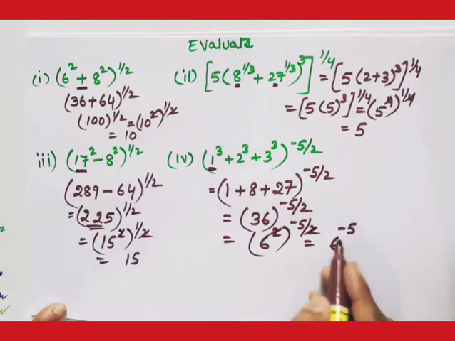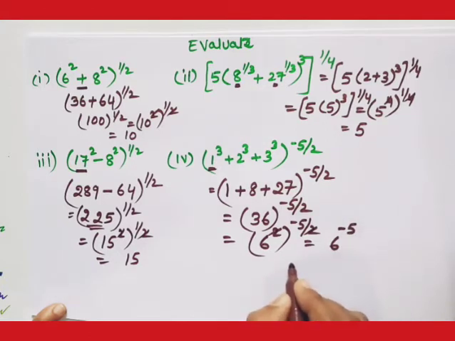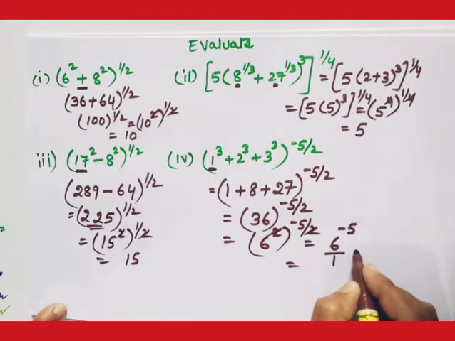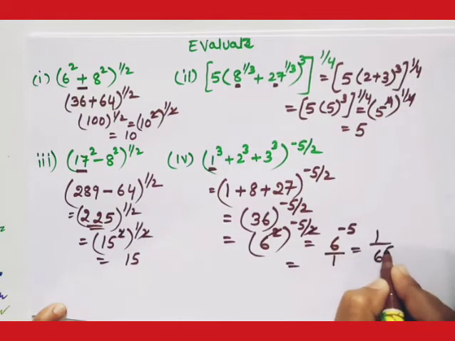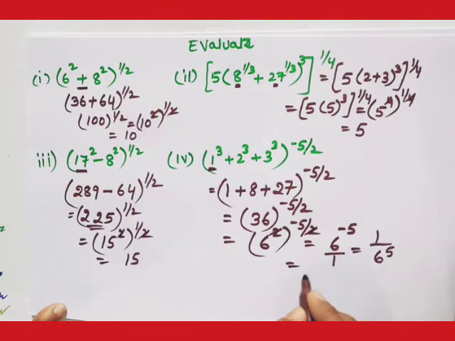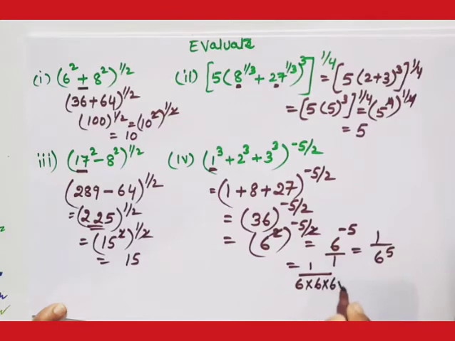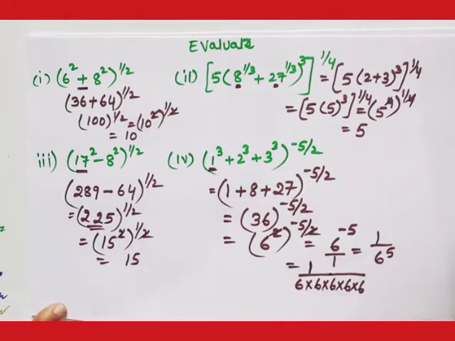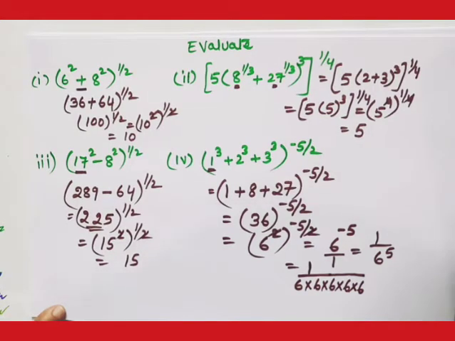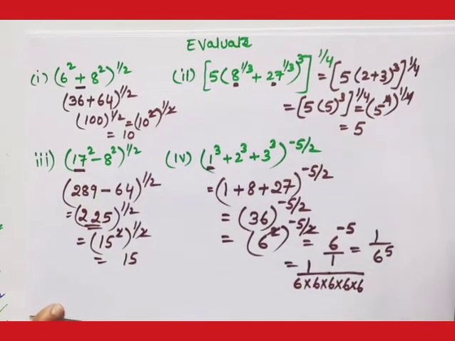So if you want to change this negative into positive, you will simply bring it to the denominator, 1 by 6 to the power 5. And at last, if you want the full answer, you can do it like this: 6 into 6 into 6 into 6 into 6. So 1 by, 6 6s are 36, 36 6s are 216, 216 into 6. See how much is 216 into 6, and then you find out how much is the next part. So let us see what you are going to get.